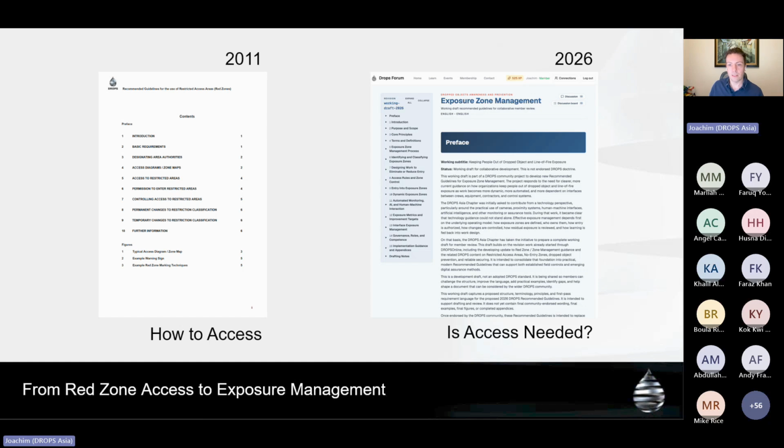The proposed draft builds on that foundation, but it gives greater emphasis to the question that should come first. Not only how do we control access, but first, is access needed? Before we authorize someone to enter, we should ask whether the work can be planned differently so that entry is avoided, reduced, shortened, or better controlled. So the shift is not away from red zone. The shift is toward a stronger management model behind it. Red zones still restrict access where exposure is elevated, but the new documents ask us to challenge the need for access before we focus on how to grant it.